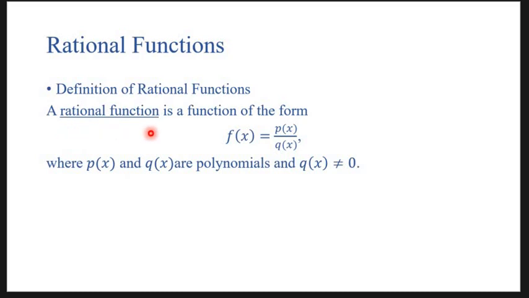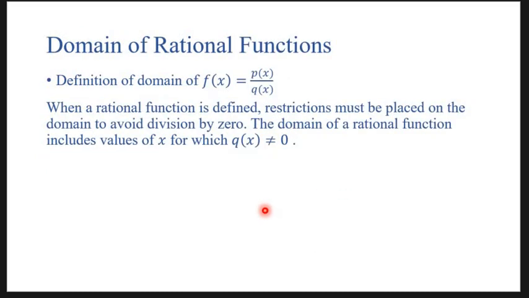A rational function is a function of the form f of x equals p of x over q of x, where p of x and q of x are polynomials and q of x does not equal 0. The domain of a rational function.